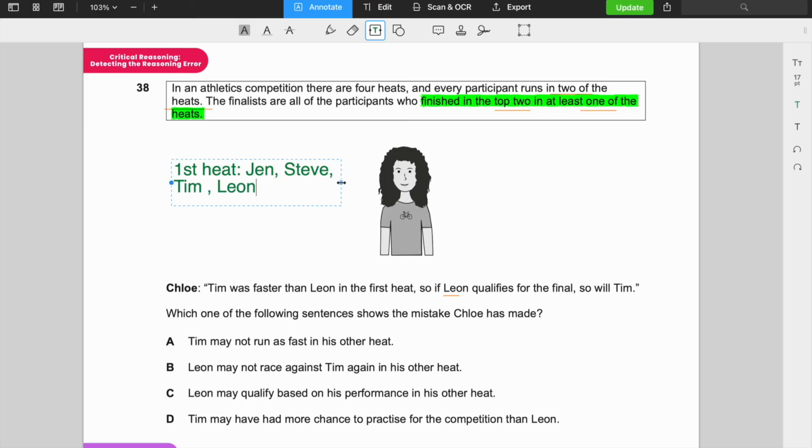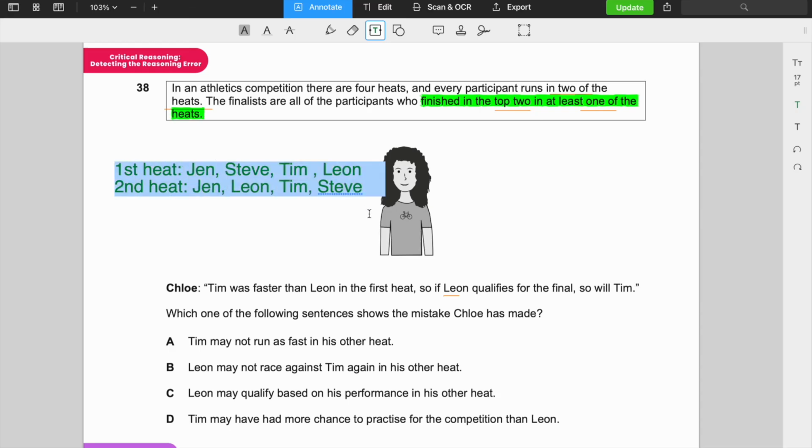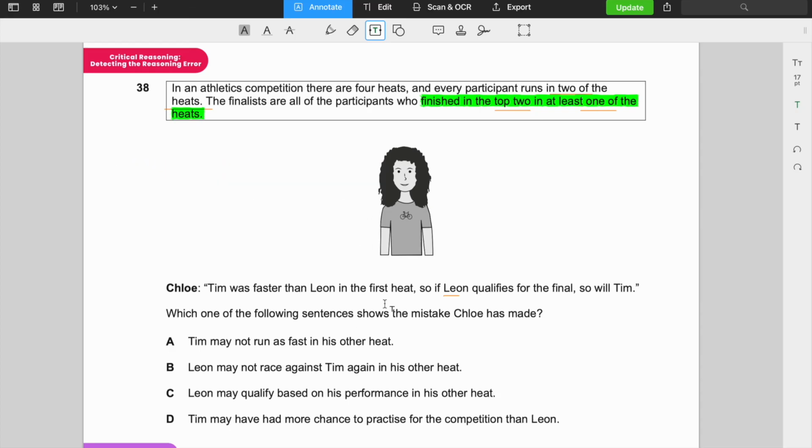So basically, Tim and Leon, they're not in the top 2, so they don't qualify. And then maybe in the second heat, we have Leon qualify, right? But if we don't have Tim anywhere in the top 2 for any of the 2 heats, then there's no way that he'll qualify. So what is a mistake Chloe has made?